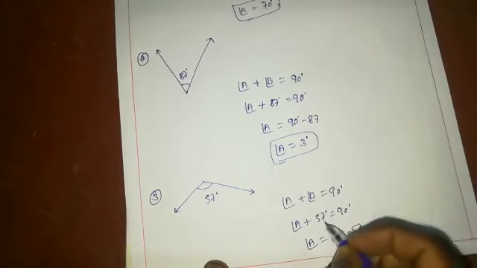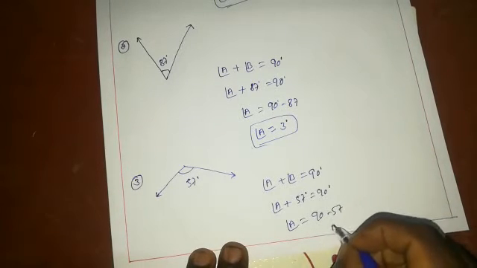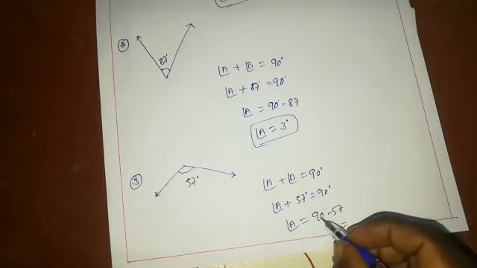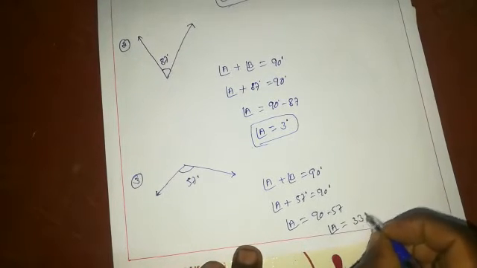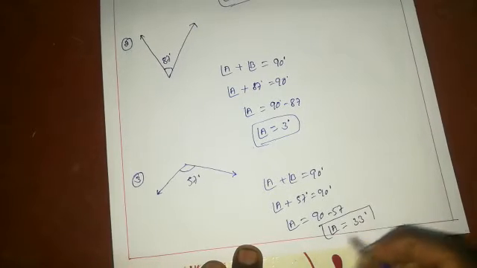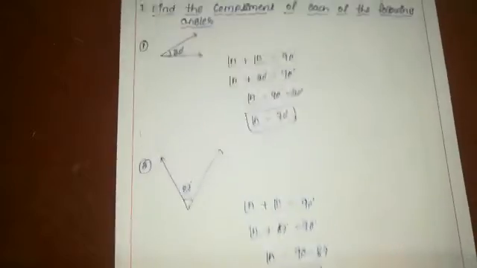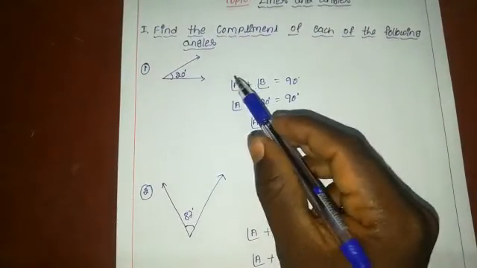When we shift this to the right side, it becomes a minus. Then angle A: we have to subtract 57 from 90. Subtracting 57 from 90, we get 33 degrees. This is the complement angle for this angle. Thus we find the complement pair of the given angle.